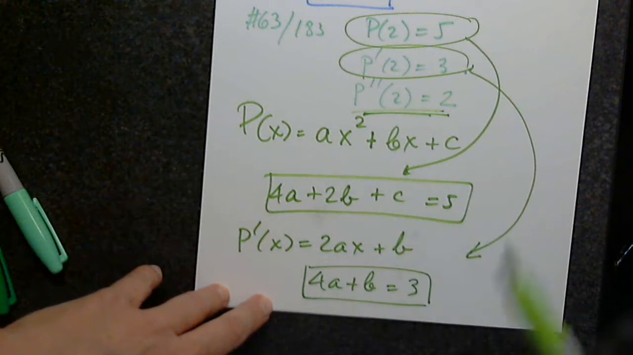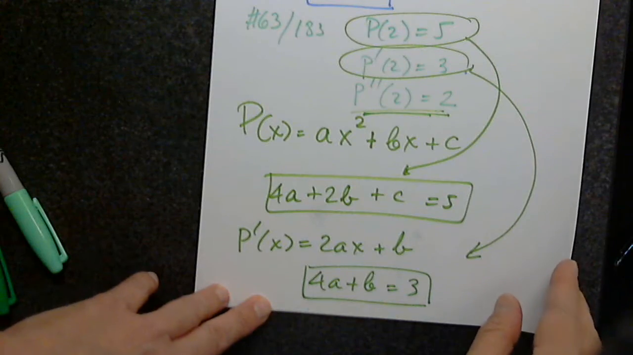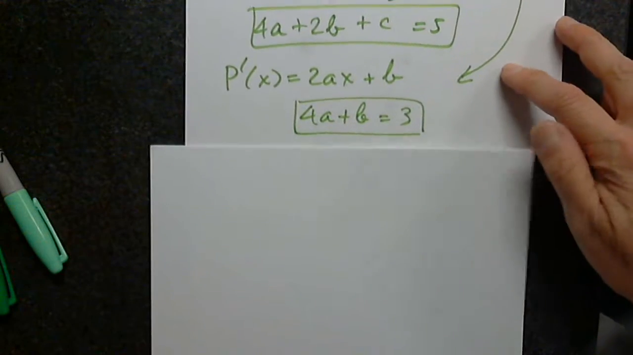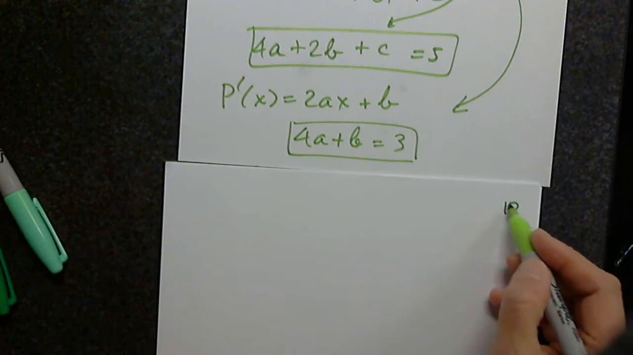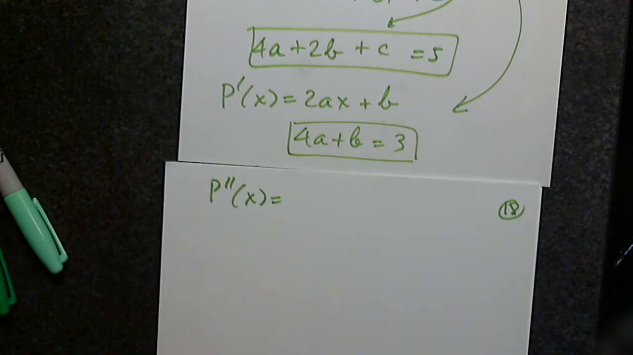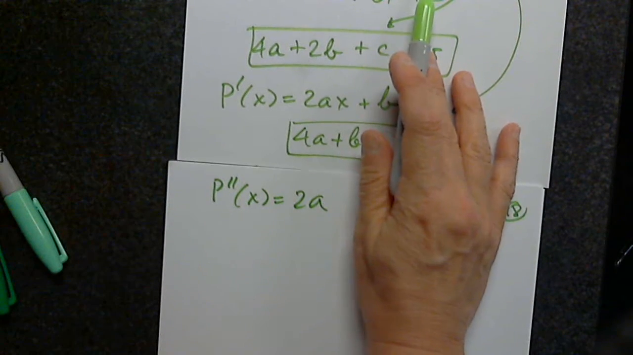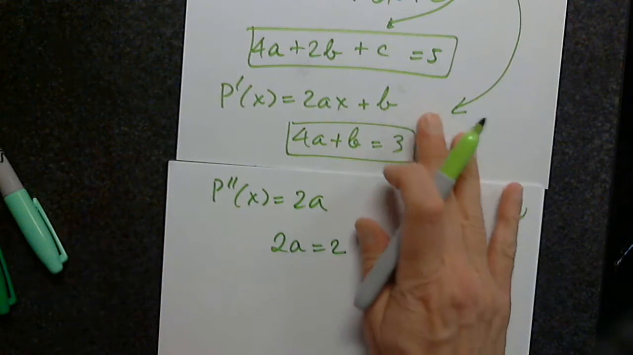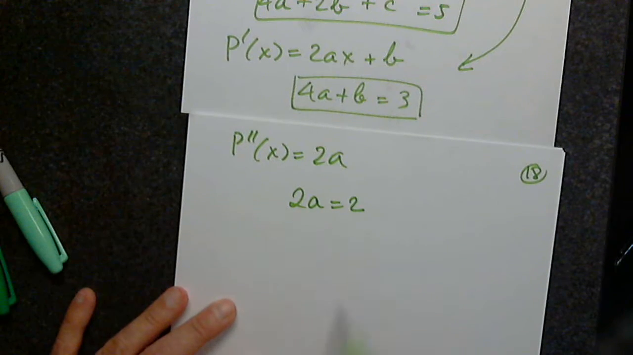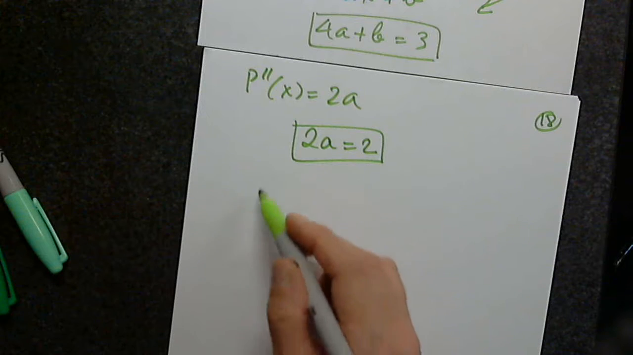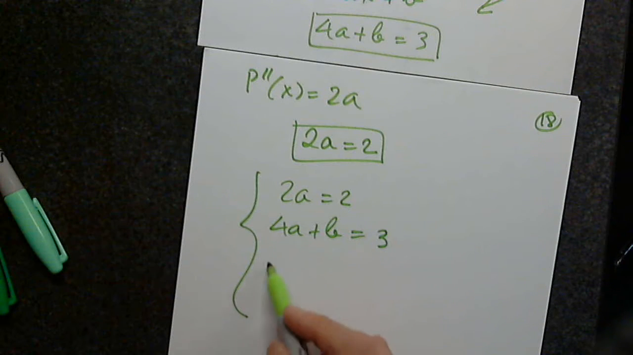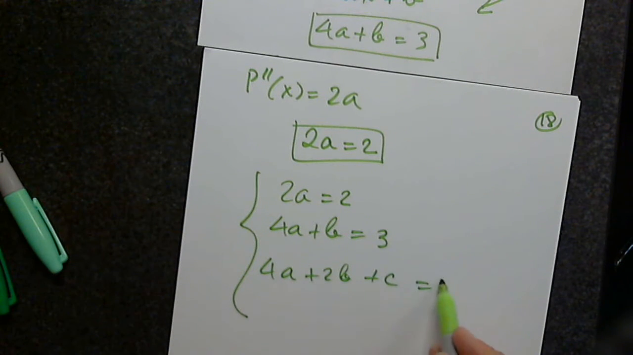Now the third equation has p double prime, so we have to find p double prime first. Differentiating one more time gives 2a. The third equation would be 2a equals 2. P double prime of 2 is 2, but there is no x to plug in. So now I have 3 conditions: 2a equals 2, 4a plus b equals 3, and 4a plus 2b plus c equals 5.